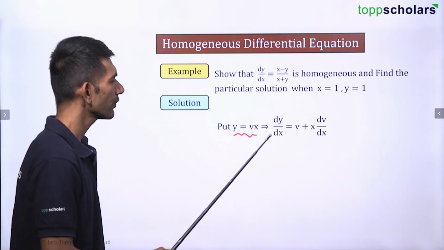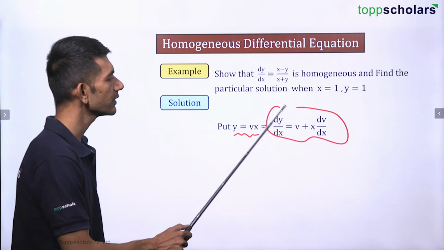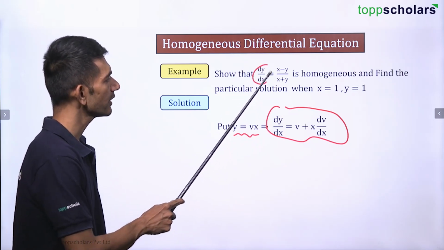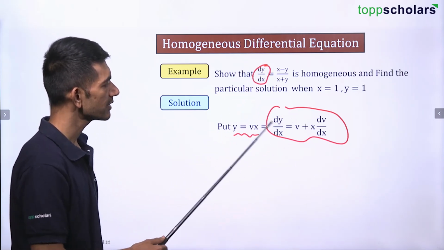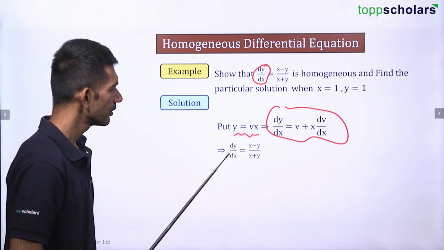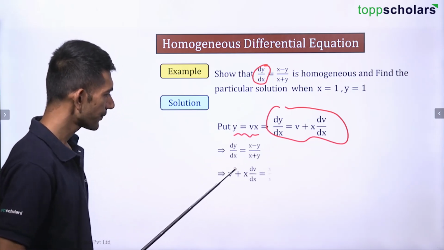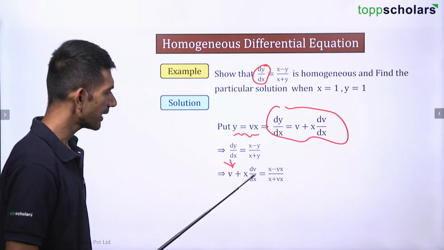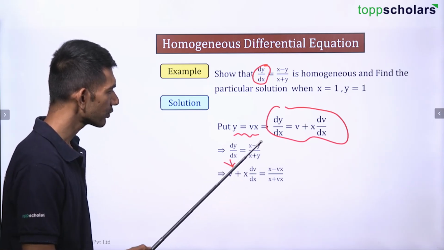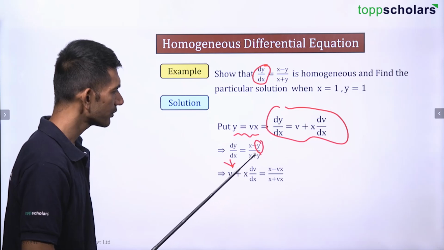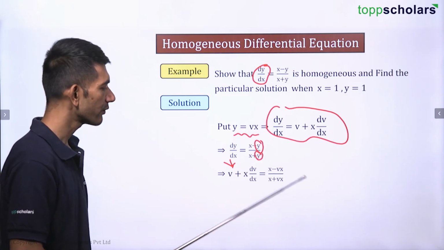Once we put y is equal to vx, we know that dy by dx becomes v plus x dv by dx. So instead of dy by dx, you can put v plus x dv by dx. Continue here. So this is already given. So v plus x dv by dx is equal to x minus y. Y is what? Y is vx.